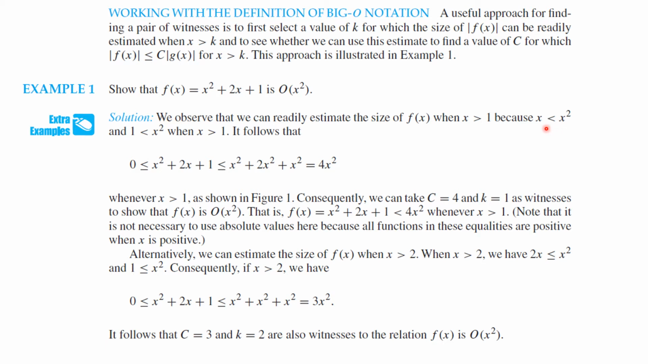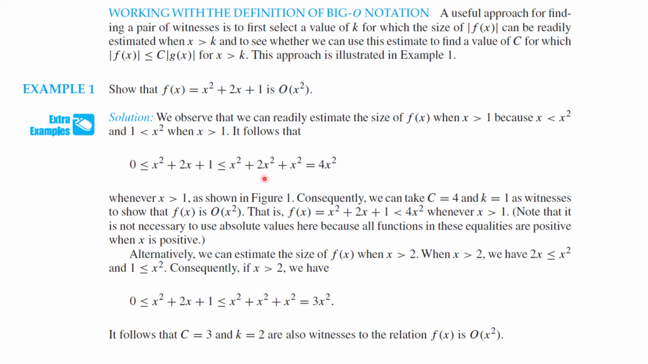And also, if x is bigger than 1, then x squared is bigger than 1. So here are the inequalities that we can get. 0 is less than or equal to x squared plus 2x plus 1. But you see, x is less than x squared, so x squared just matches up with x squared there. 2x, we know that x squared is bigger than x, so 2x is going to be less than 2x squared.